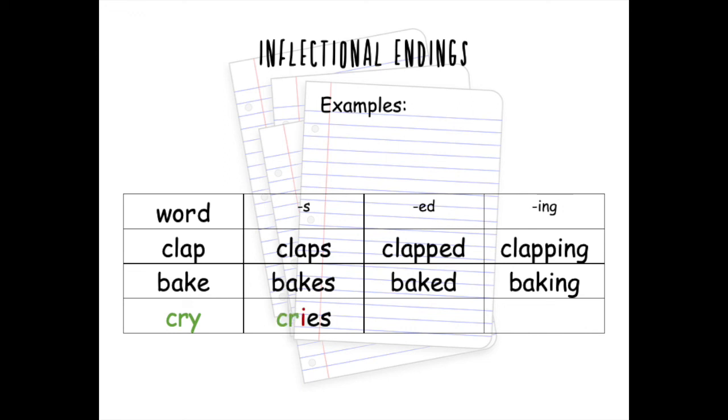Wow, someone has obviously been paying attention, because you are so right. In order to change cry into cries, I change the Y to an I and add ES. So cries is spelled C-R-I-E-S. What if I wanted to add the inflectional ending ED to the word cry and make cried? How would I spell that?